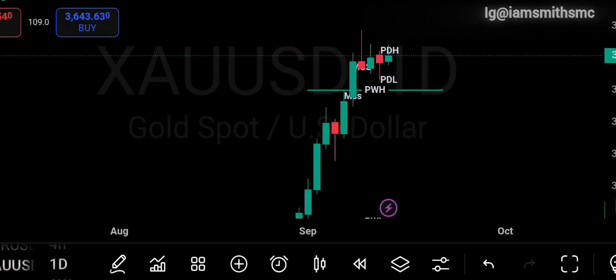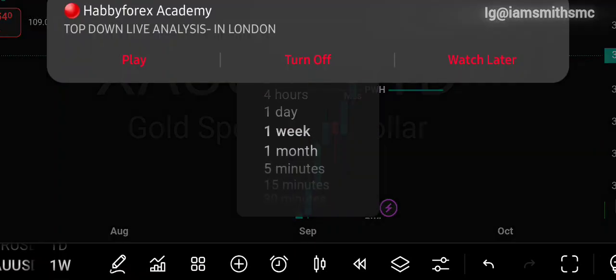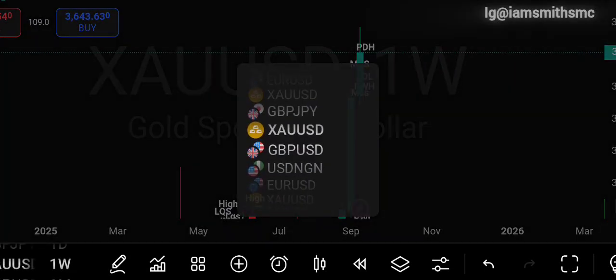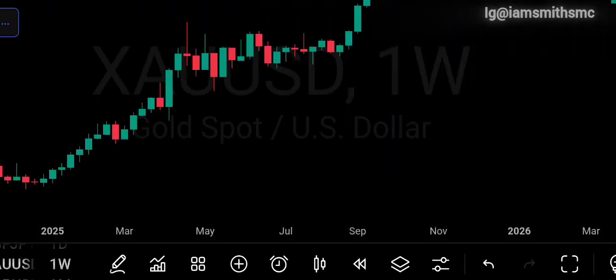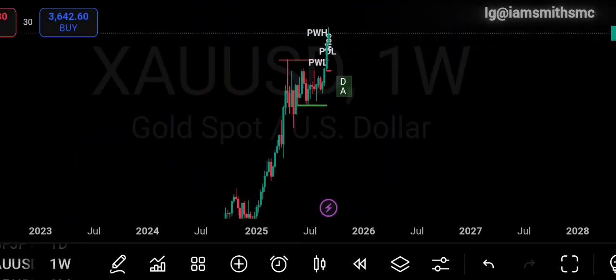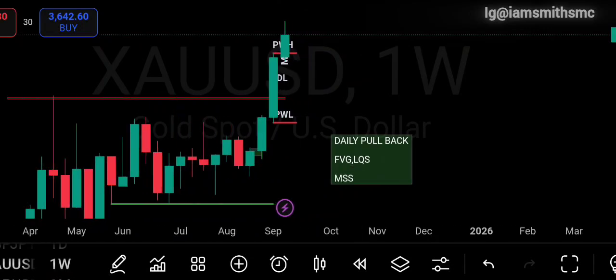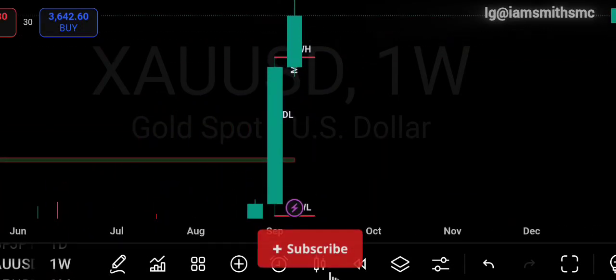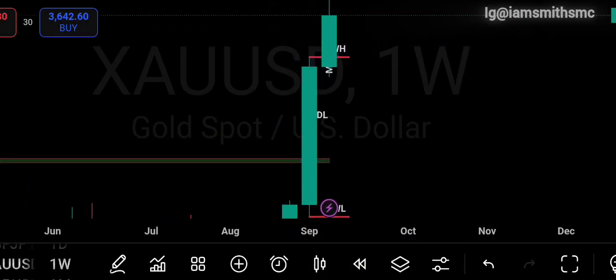Let me check from the weekly time frame. So you can see that this price just broke through last week's high. But before breaking through that, I created a weak low, which is the low of this week.